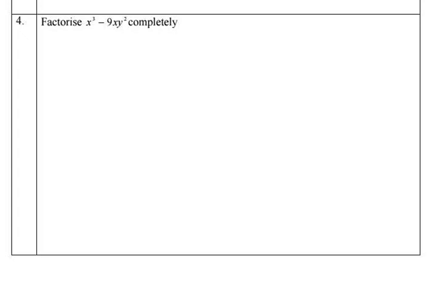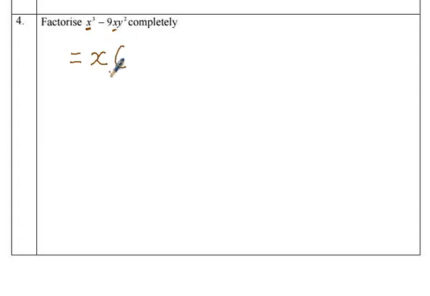Good. Question 4. Factorize x cubed minus 9xy completely. All right. And whenever we are factorizing, we just have 2 parts. We have x cubed and x to power 1. So what is common to the 2 parts? The common term is x to power 1. So I write it down.